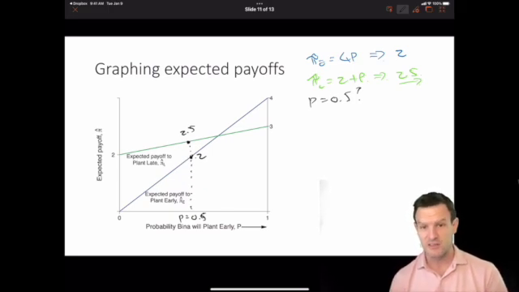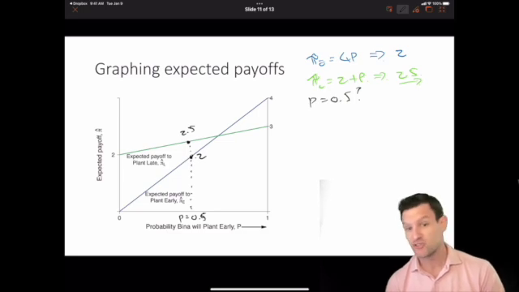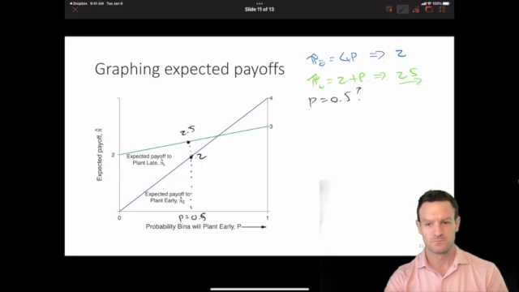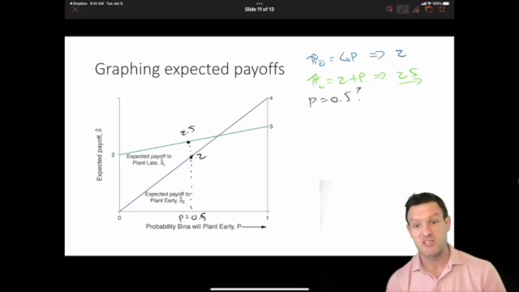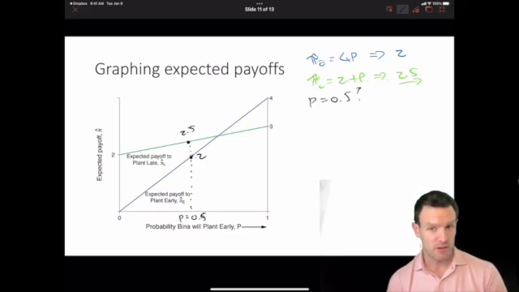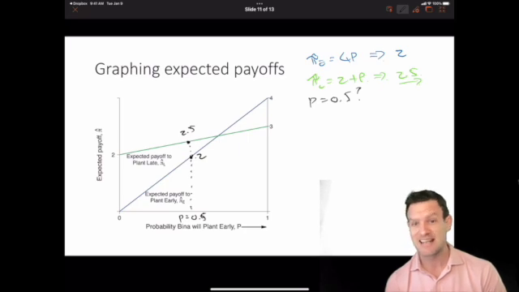What this then means is that planting late is risk dominant and planting early is not risk dominant. So planting late is risk dominant because the expected payoff to planting late is greater than the expected payoff to planting early when the probabilities of each are 50%.